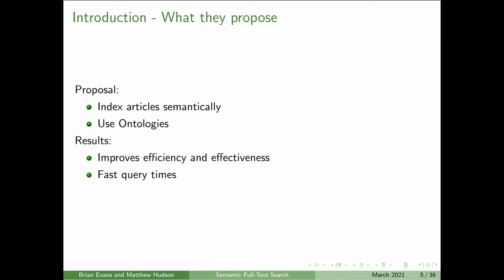In their paper, they propose a method for indexing articles semantically as a way of improving the efficiency and effectiveness of searching them. Through the use of ontologies, they were able to achieve query times of 150 milliseconds on a database of 40 gigabytes of text, which is very impressive.